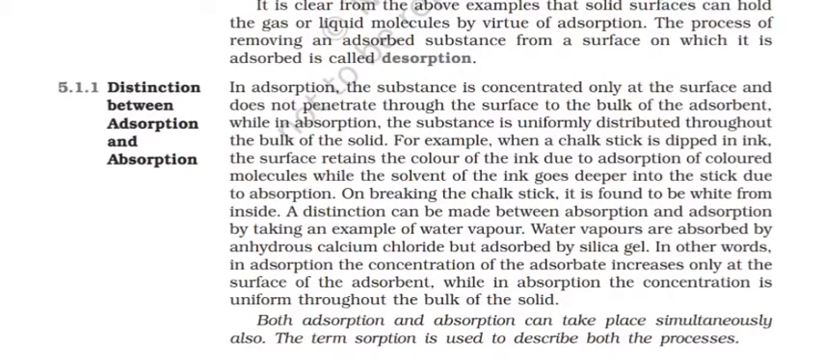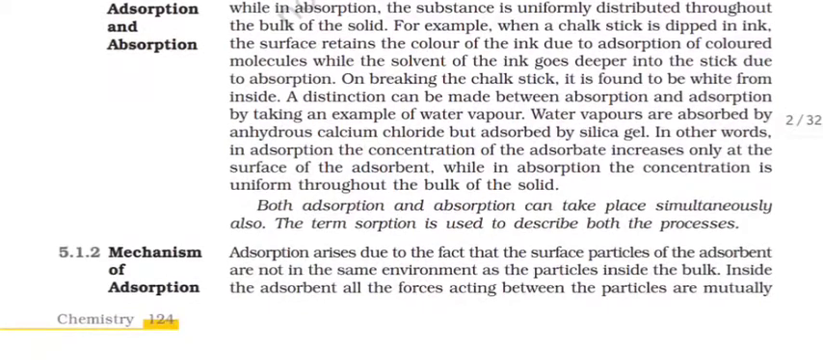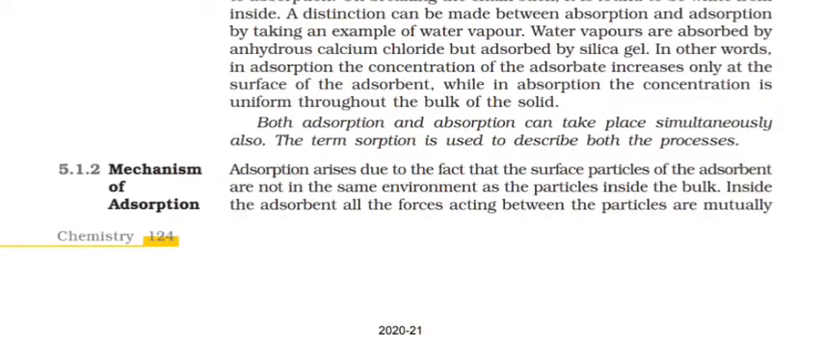A distinction can be made between absorption and adsorption by taking an example of water vapor. Water vapors are absorbed by anhydrous calcium chloride but adsorbed by silica gel. In other words, in adsorption, the concentration of adsorbate increases only at the surface of the adsorbent, while in absorption, the concentration is uniform throughout the bulk of the solid. Both adsorption and absorption can take place simultaneously also. The term sorption is used to describe both the processes.